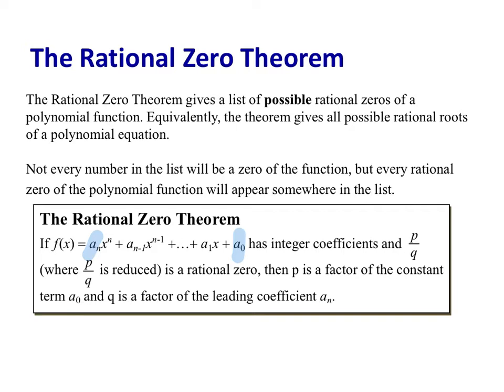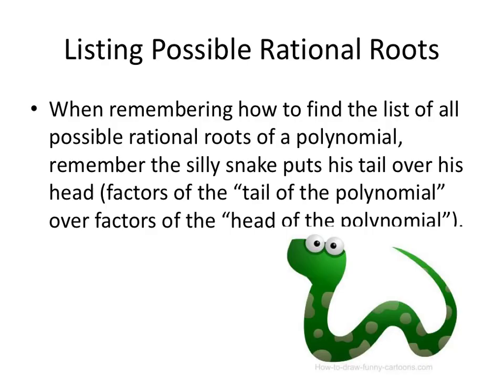So p is the factor of the constant term. So the p, which is on top, is the factor of the constant term. So I want you to know the value of p right there. And the leading coefficient is q. And a way you can remember how to find a list of all possible zeros, remember that the silly snake puts its tail over its head.